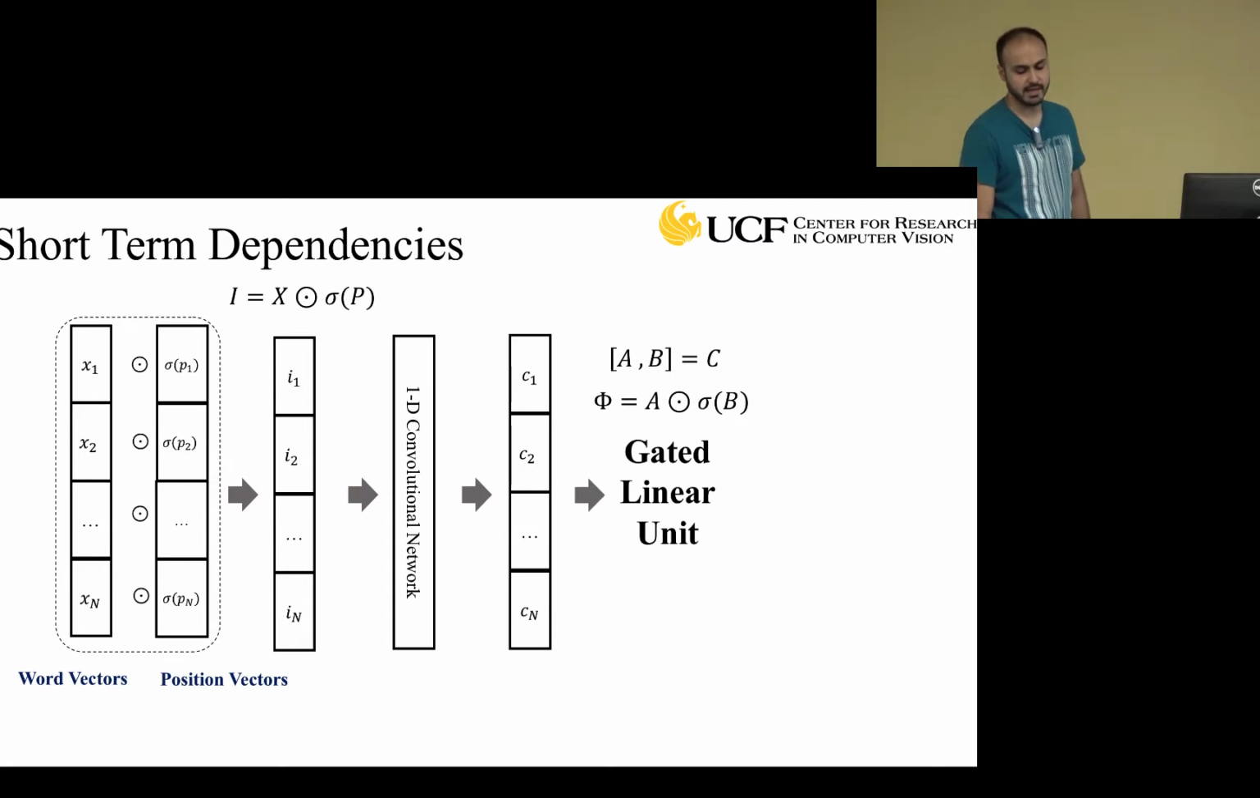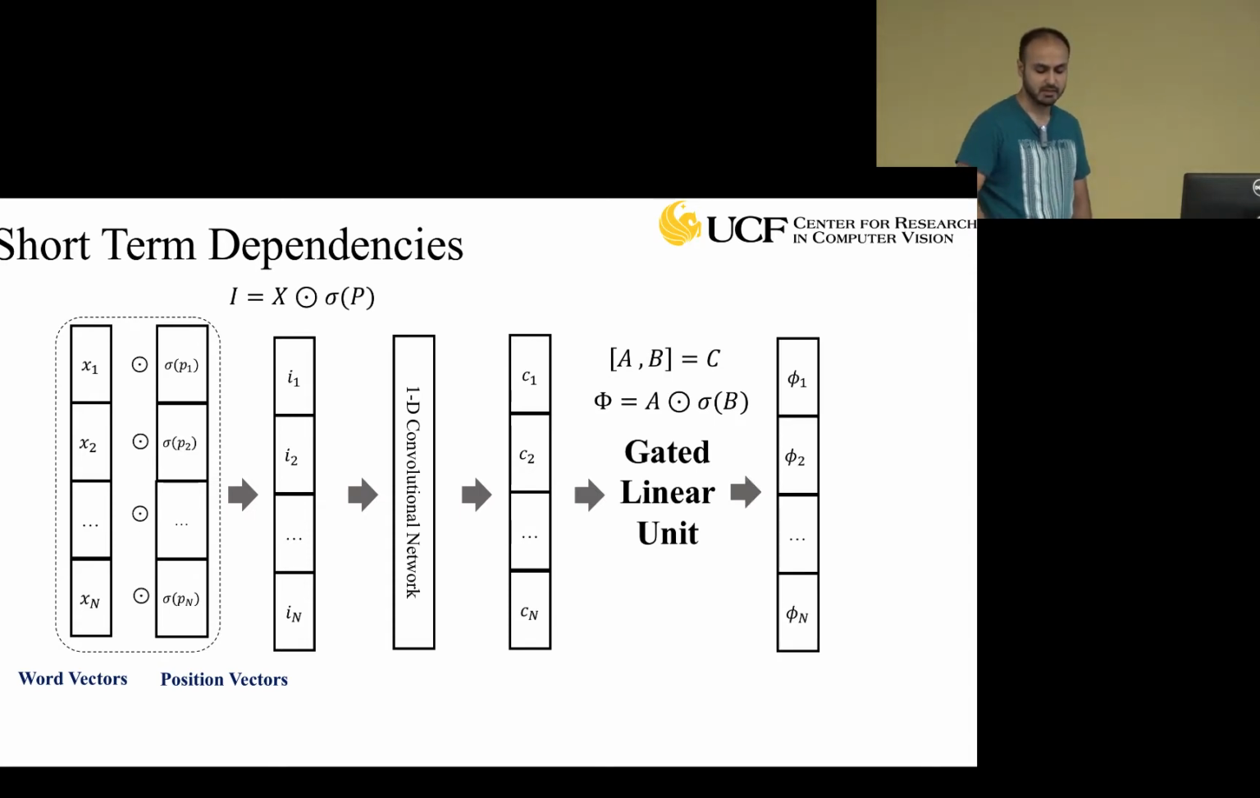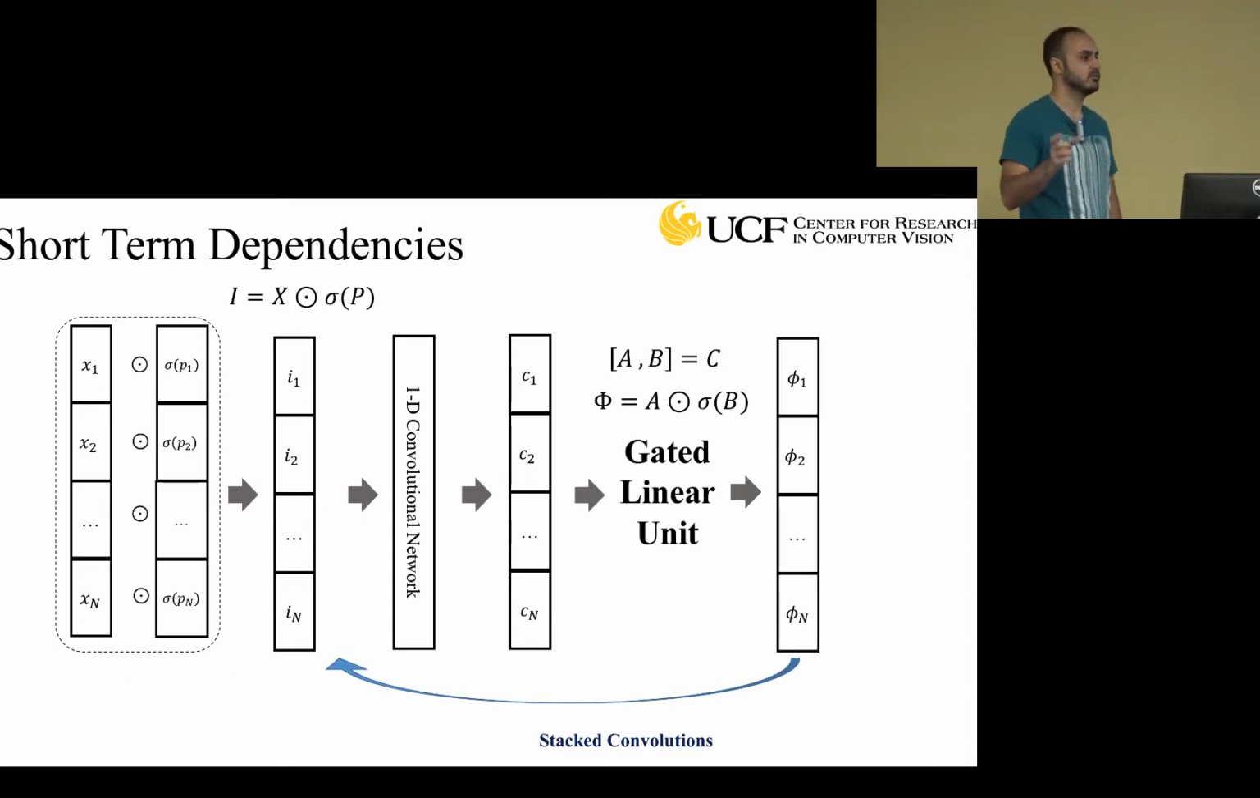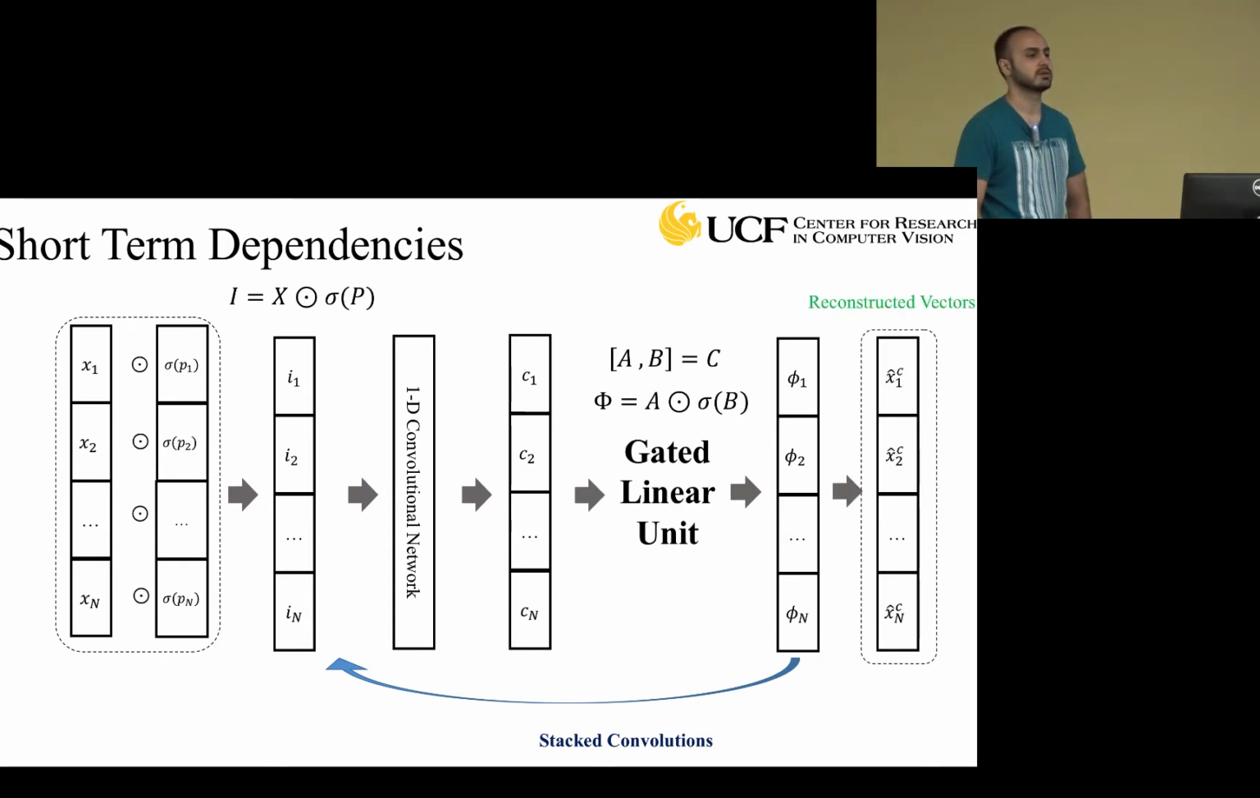The way it works is that it splits its input into 2 halves and uses one of them as a gate on the other half. We can stack these convolutional blocks to go deeper. In my implementation, I had 2 of these. So it goes deeper and expands the receptive field of these convolutions. And finally, we get the output, which is the reconstructed word vectors.